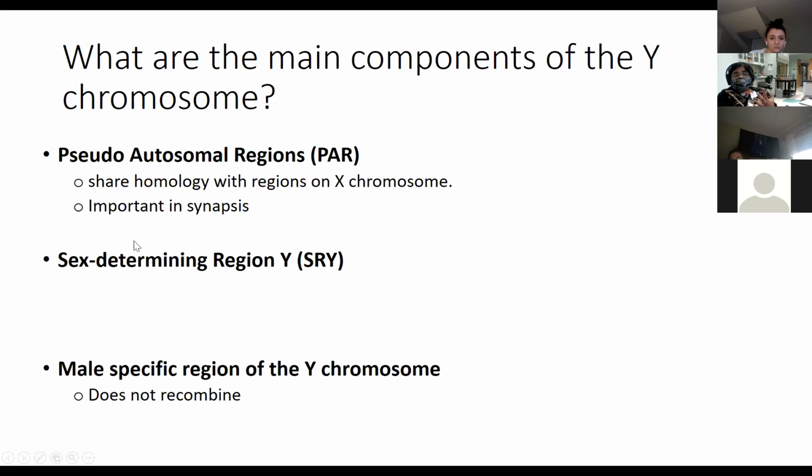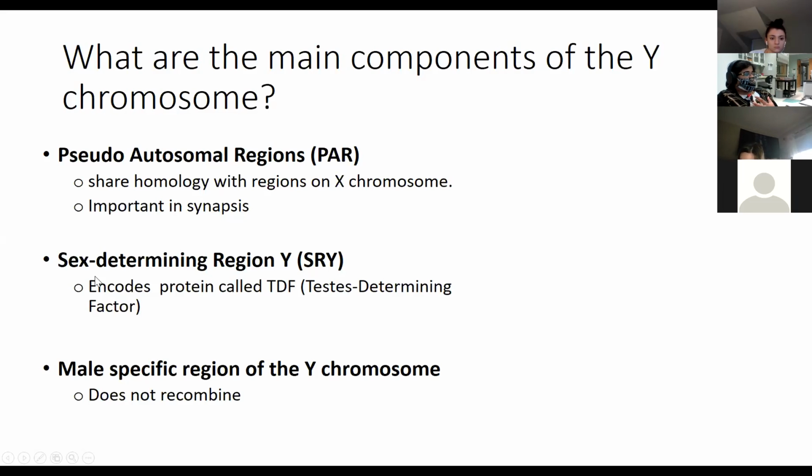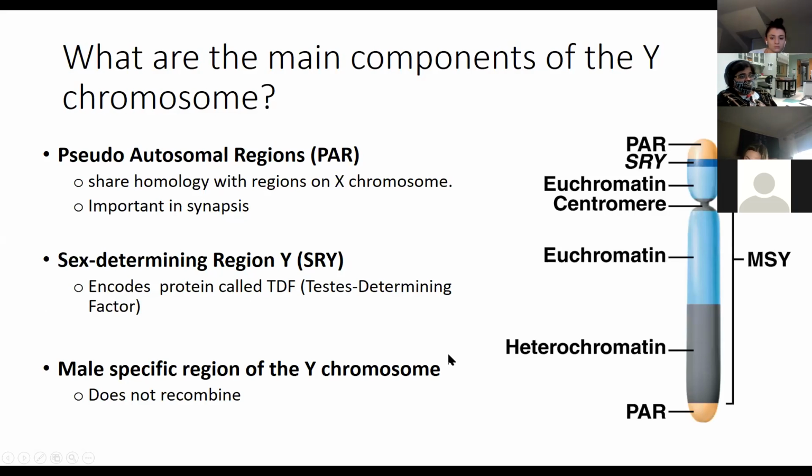That's the region where it's important in synapsis. And then you have the sex determining region of the Y, which encodes the protein called TDF, or testis determining factor. This is a depiction of the Y chromosome. So you have the PAR regions at the ends, and the male specific region, which includes the SRY.